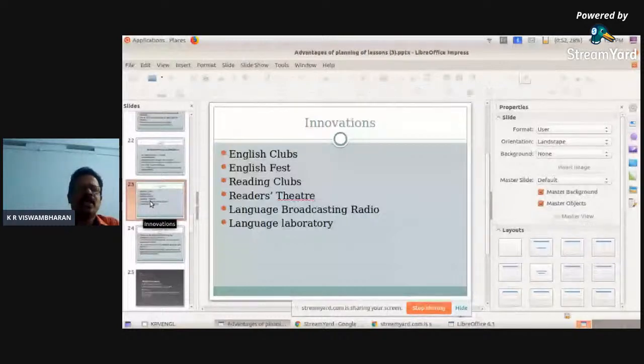And of course, society has a craze towards English education, and they are very interested in the performance of students in English. They believe that it is a sign of the excellence of a school. So English Fest and English clubs are innovative practices that can attract a lot of parents and a lot of the general public to the school. And of course, our schools in the general stream should think about conducting English Fest as a regular practice.